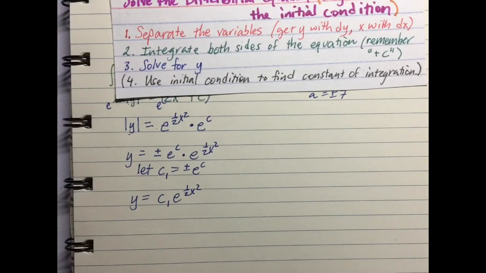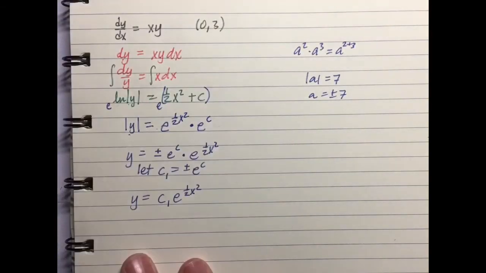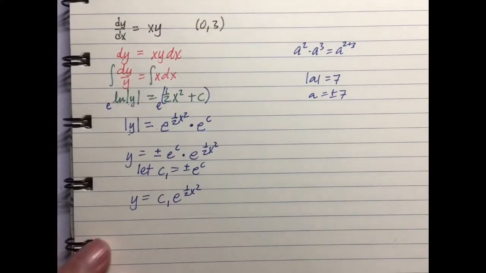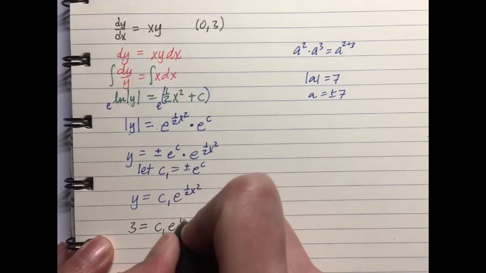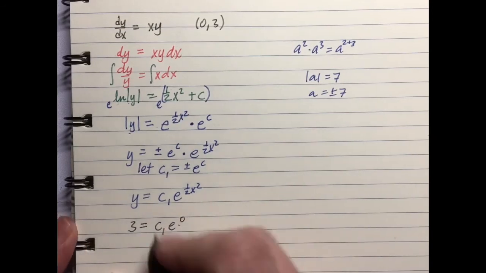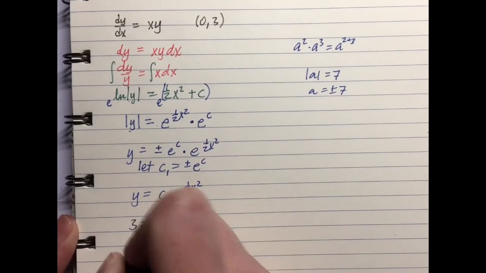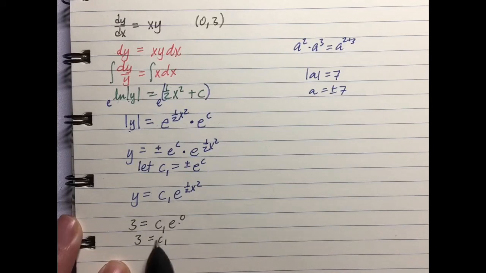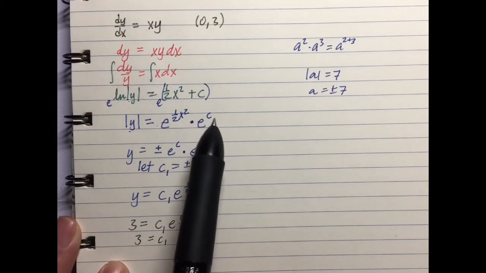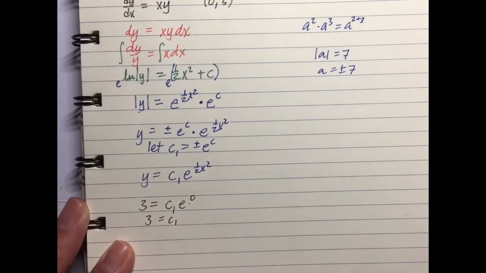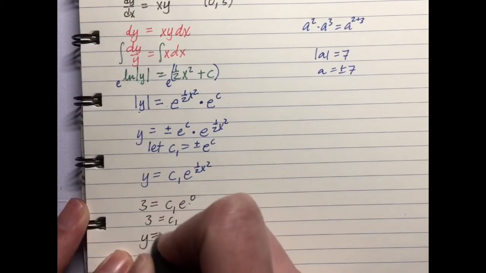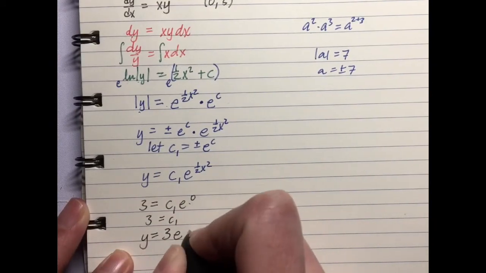So finally, our last step is going to be to use the initial condition to find our constant of integration. Our initial condition is 0, 3. So y is 3 when x is 0. Oh, that's convenient. e to the 0, of course, is 1, so c1 is 3. And that was a lot easier to solve for just c1 than it would have been to solve for the c when it was way back buried inside of exponents. Okay, finally, our last step is just to write our equation. So we have y equals c1, which is 3, times e to the 1/2 x squared.